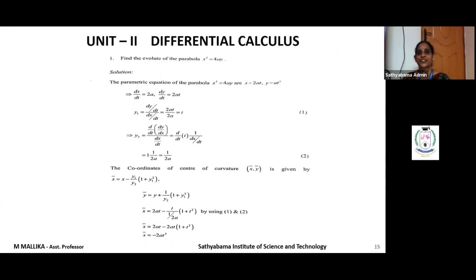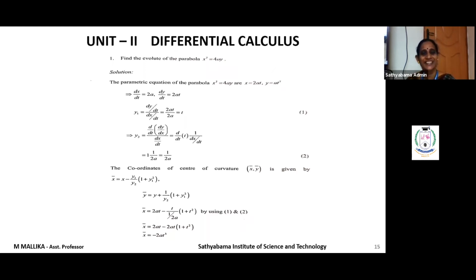Okay, but here I am having the parametric form. y is not in terms of x, y is in terms of t. Like that, x is also in terms of t. So what I can find out is dx by dt and dy by dt only. So that is the next step, dx by dt. What is dx by dt? 2a. dy by dt. What is dy by dt? 2at.